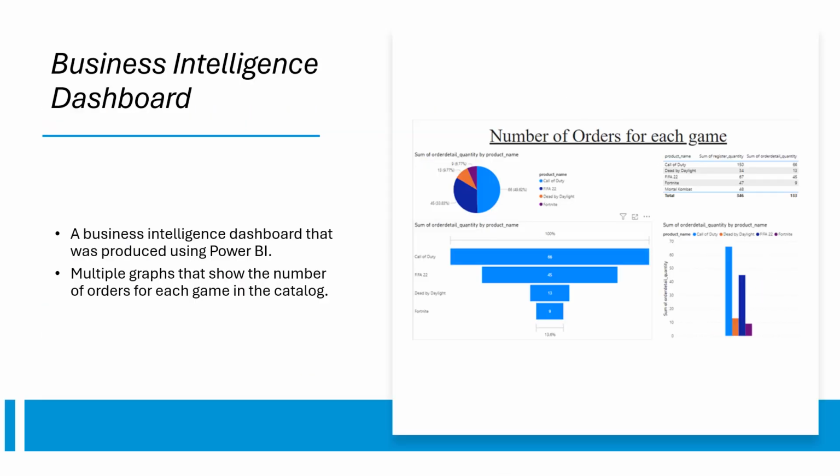The Business Intelligence Dashboard. In this slide, we can see a business intelligence dashboard that was produced using Power BI. Multiple graphs show the number of orders for each game in this catalog. We can see a pie chart, a funnel chart, a table, and a bar graph. In this report, we see that the different graphs compare the number of orders of the different video games sold by the company. Using this data, we can see that Call of Duty has the greatest number of orders with 66 orders. Fortnite has the least number of orders with only 9.